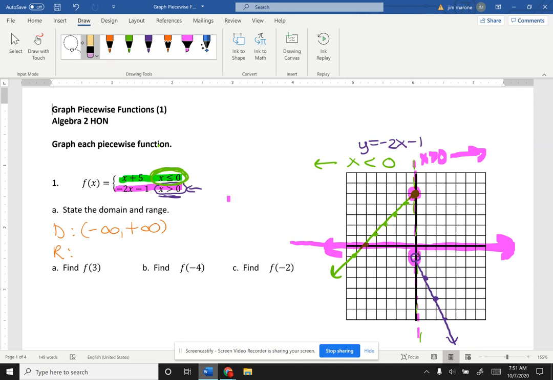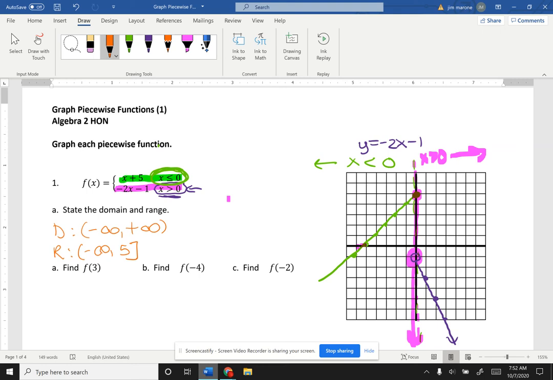The range starts at negative infinity. So it comes down from negative infinity because of this line. It stops here, but there's this green line that's graphed over here. So it really starts back up and goes up to this point. So the range is from negative infinity up to that y value, which is 5. And we do include 5.